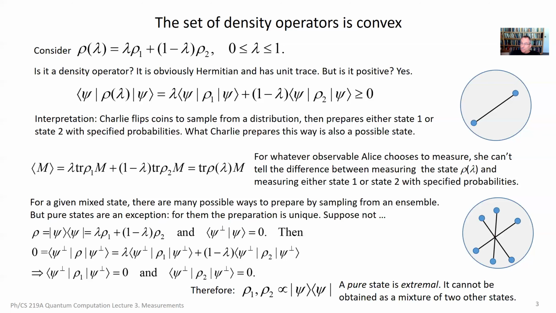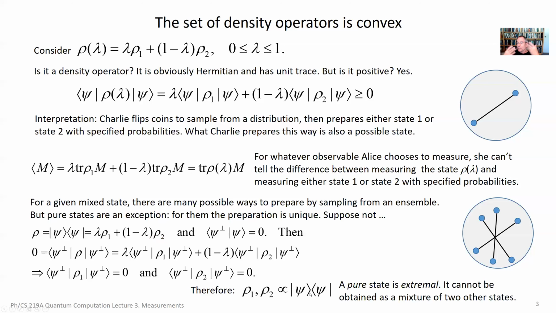But there's an exception. The pure states don't have that property. The pure states are what we call extremal, meaning a pure state density operator cannot be obtained as a convex combination of 2 other density operators. Well, let's see why that's true. So suppose I have some pure state here. It's just the projection onto some state vector psi. And suppose I could write it as a convex combination of some rho 1 and some rho 2.